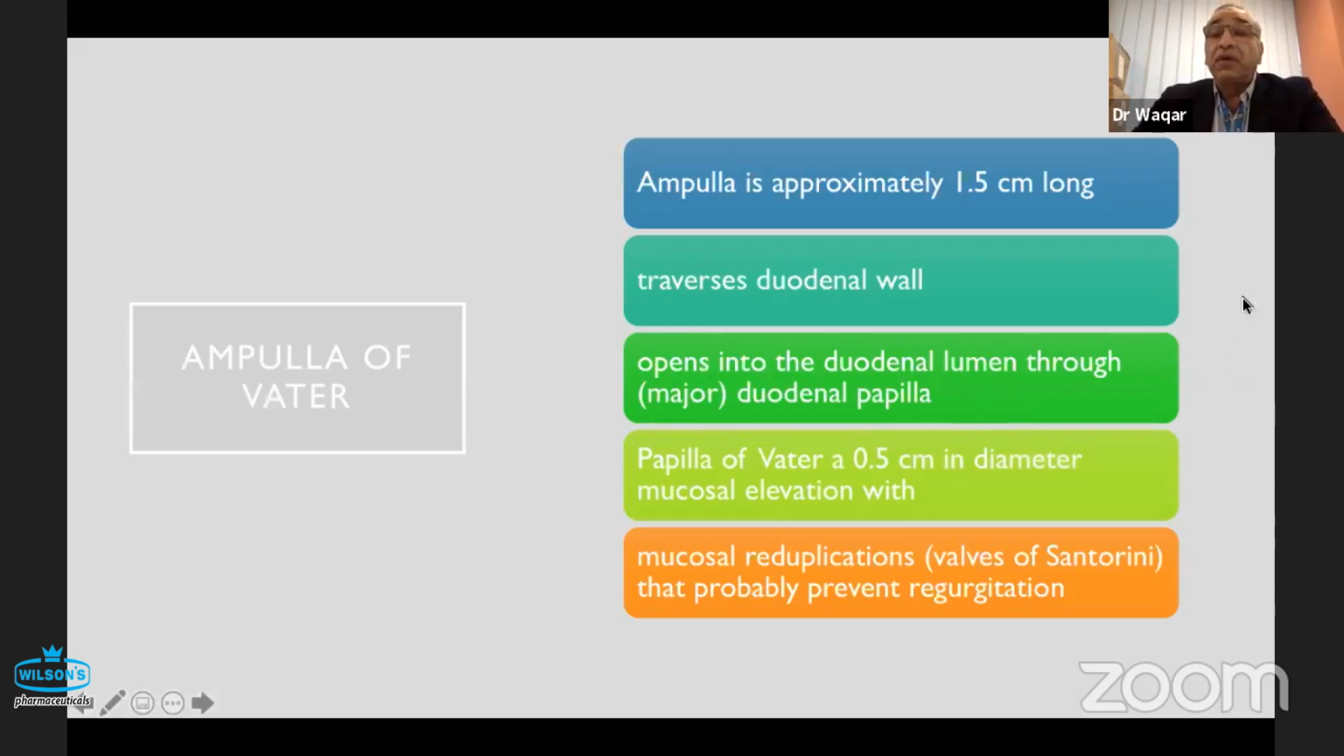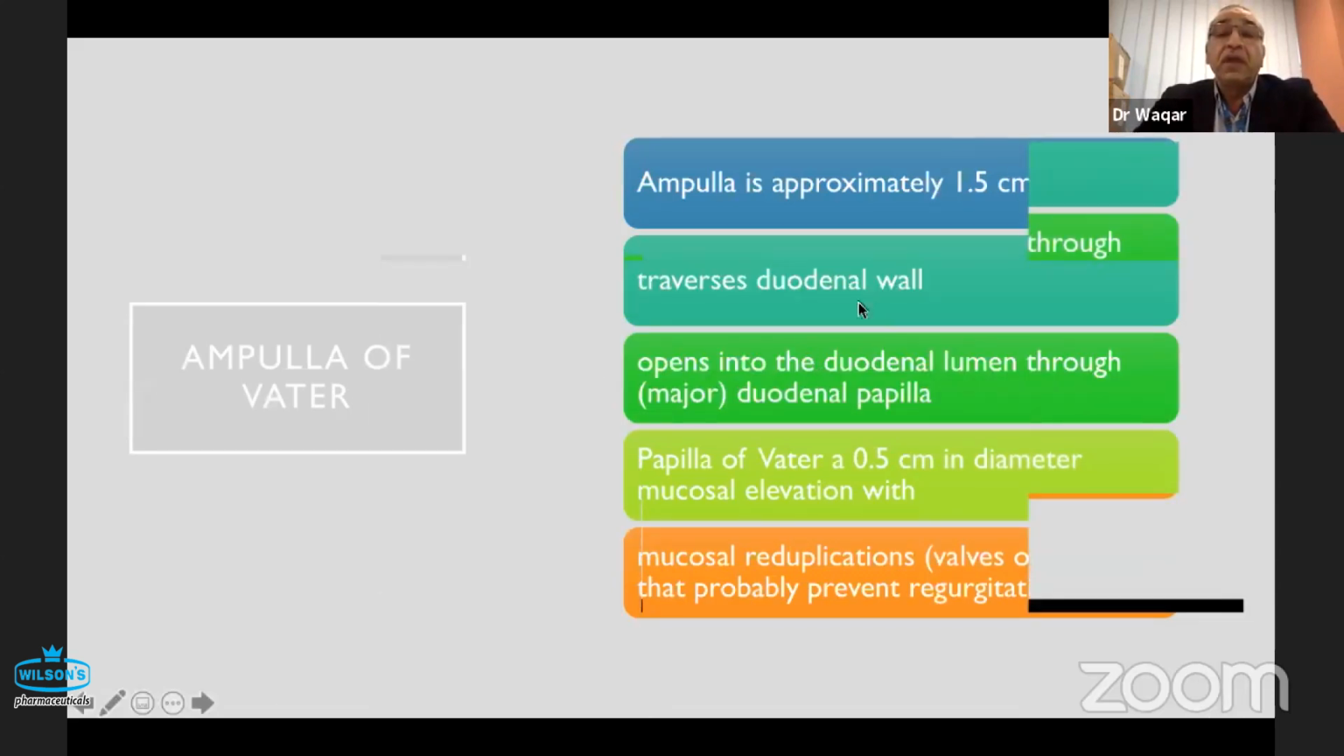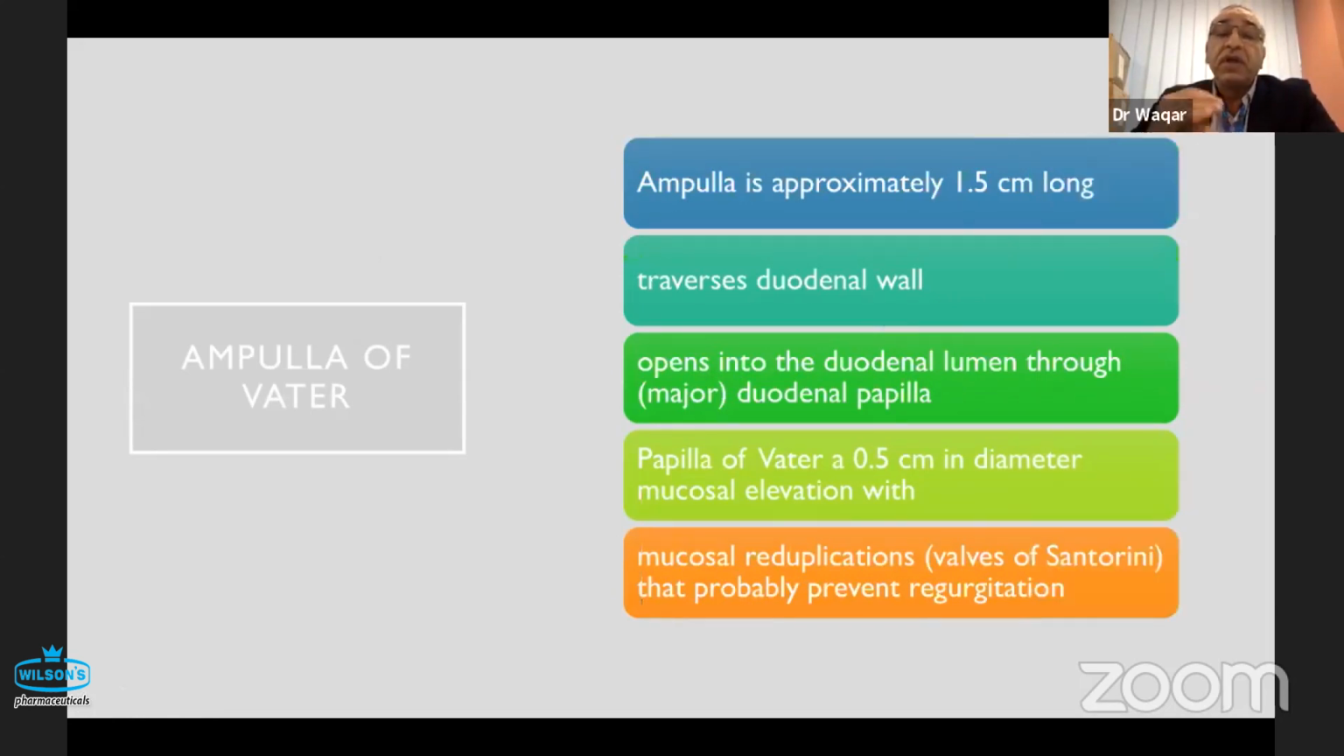The ampulla is about 1.5 centimeters long, but the length obviously varies from individual to individual. It traverses the duodenal wall, travels intramurally, and opens into the duodenal lumen through the major duodenal papilla. The papilla of Vater, which is the projection inside the duodenal lumen, is about 0.5 centimeter. And sometimes there are mucosal folds inside the ampulla or the papilla, which are known as valves of Santorini. The main function of the mucosal fold is to prevent regurgitation of fluid.